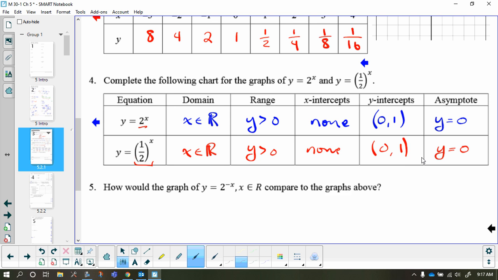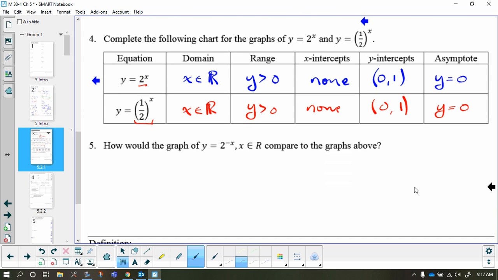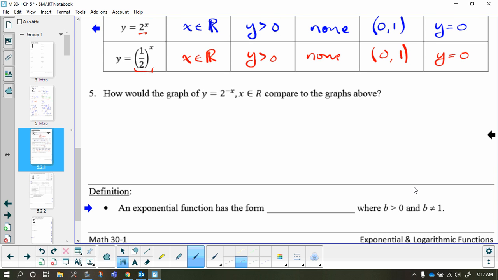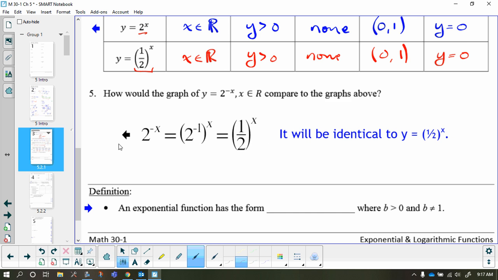Number 5. How would the graph of y equals 2 to the negative x compare to the graphs above? Well, if you think back to what we talked about in the previous questions, that negative exponent I could write as 2 to the negative 1, which is 1 over 2. So this function, where I have a negative exponent, is going to be exactly the same as this red function that we had above.